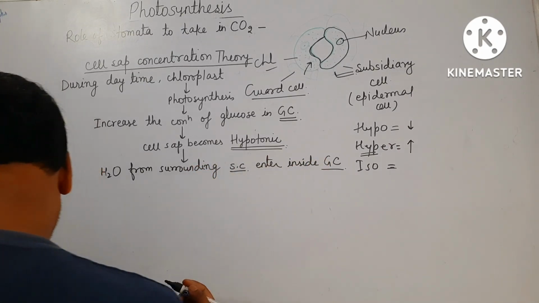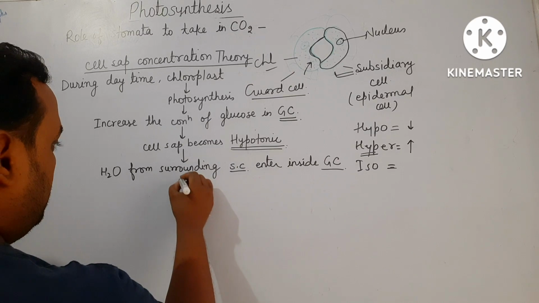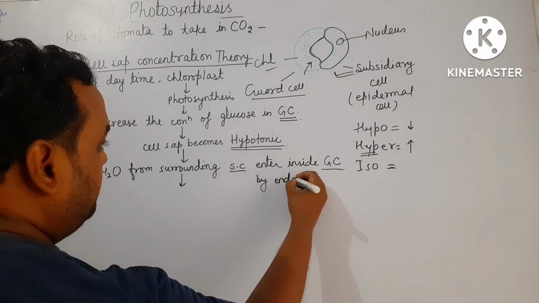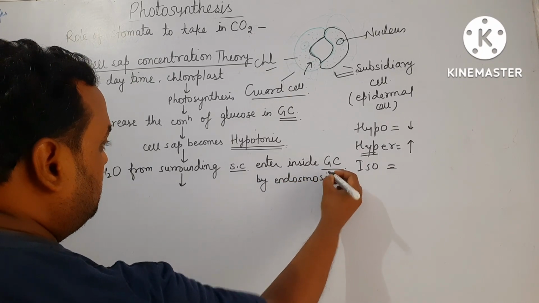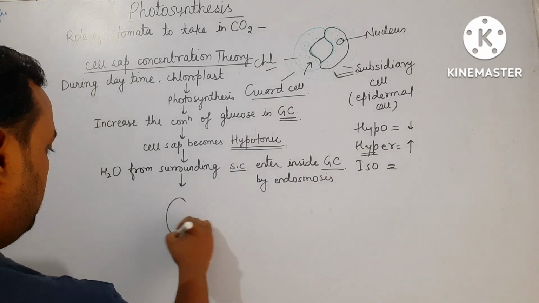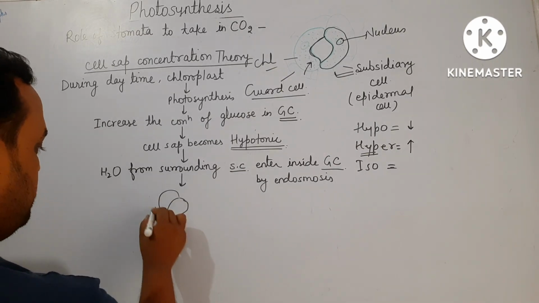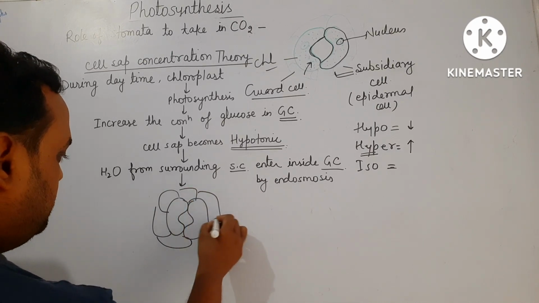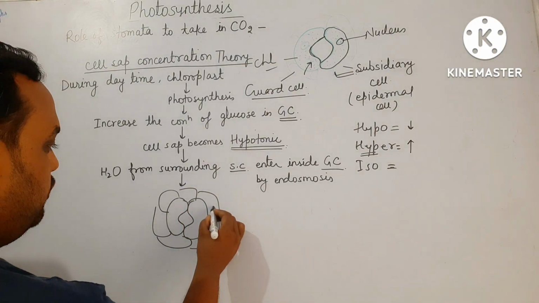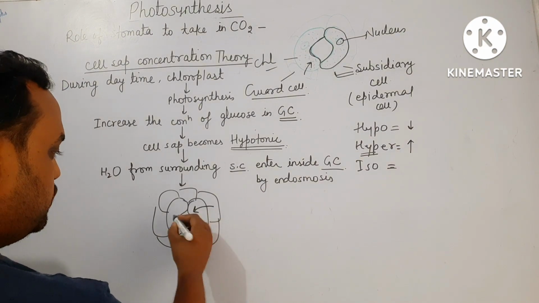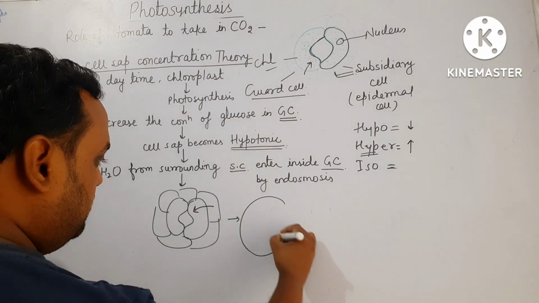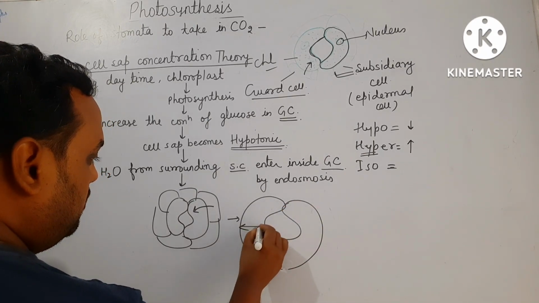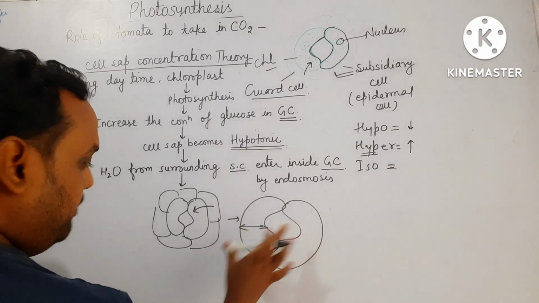Okay, so finally guard cells by endosmosis, by endosmosis. So what will happen after this? So the outer cells like that, so water molecules move to here, so the volume of the stomata will be more. Okay, and it will open.